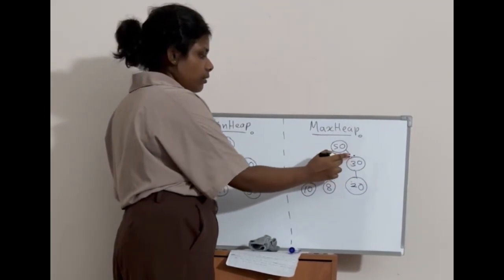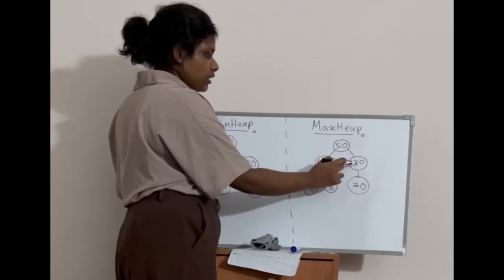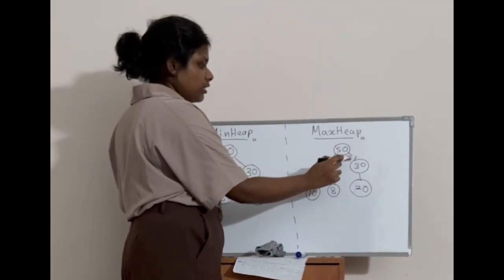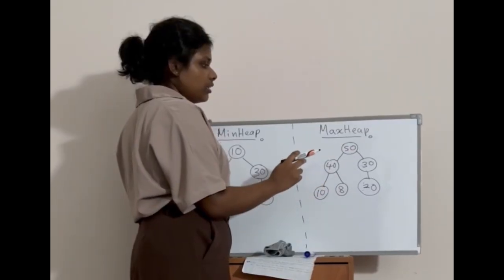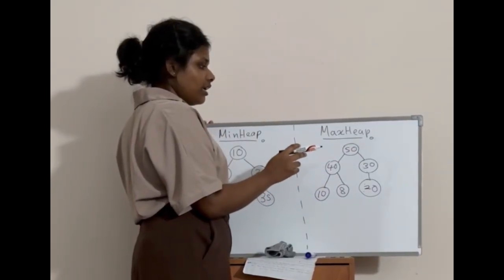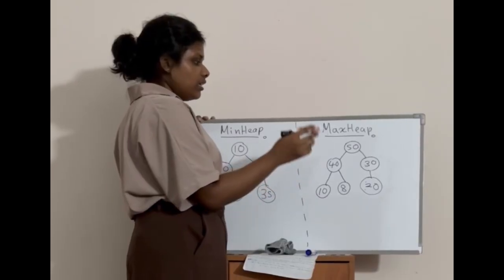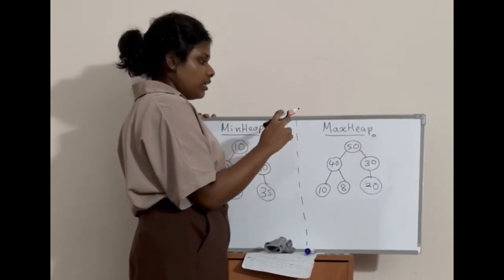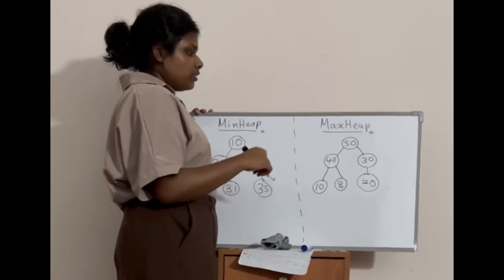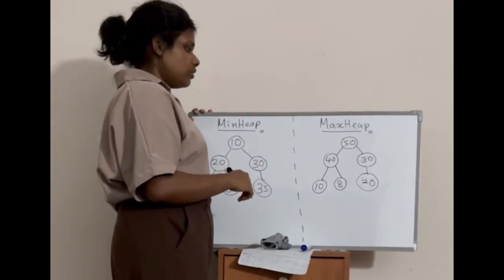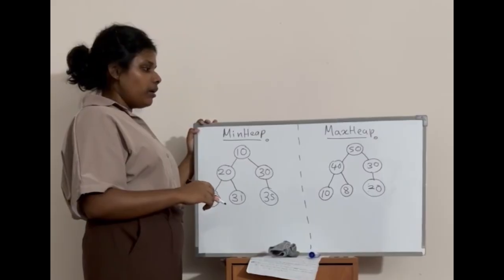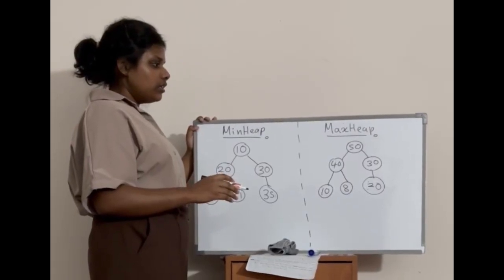And then when comparing 50 with 30, we can see that it does not violate the heap property. So we can say that the heap is heapified. And the priority queue is correctly enqueued. Next, we can discuss how the dequeue operation works.